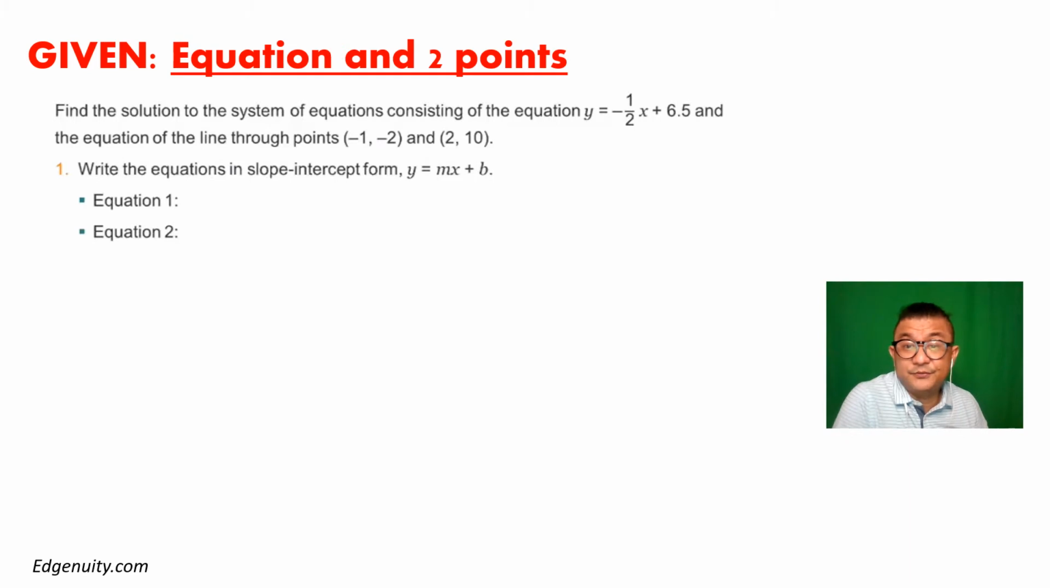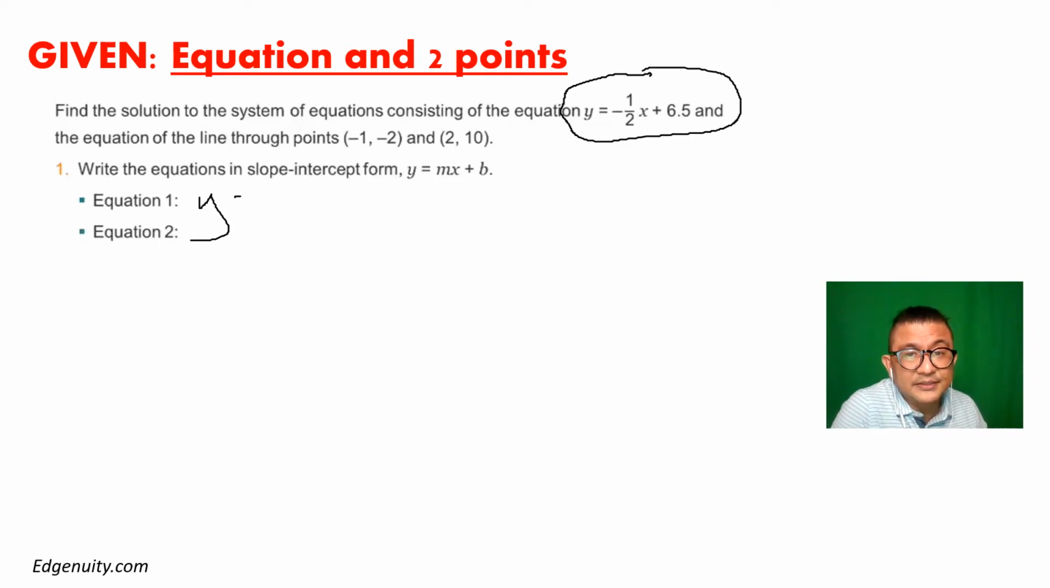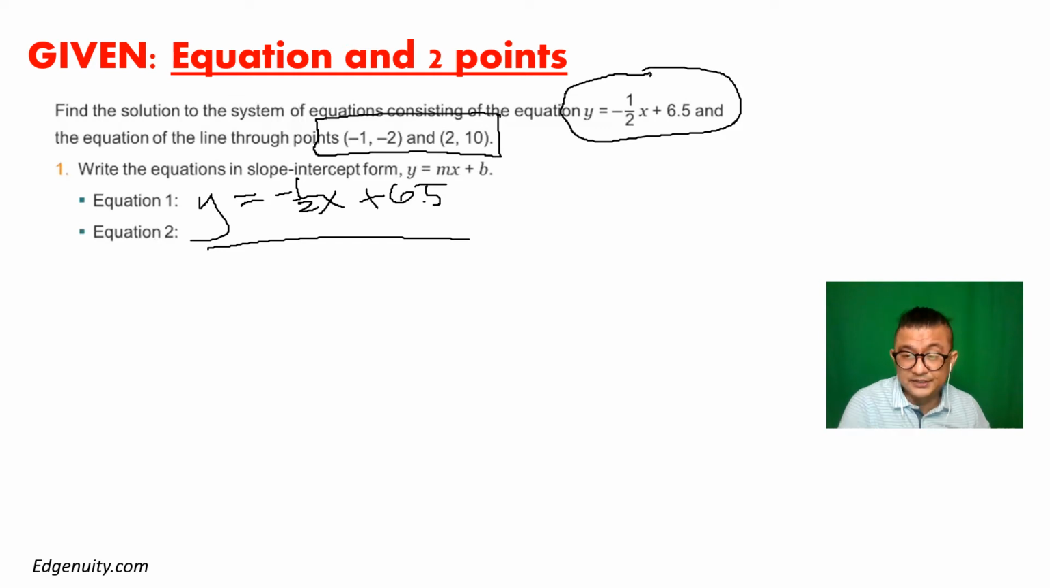Okay, this is a different case, guys. A while ago, you were given two equations. But now, look, they will just give you one equation. For the first equation, you already know it: y is equal to negative 1/2 x plus 6.5. But for the second equation, you don't have an equation. What did they give you? They just gave you 2 points. So our objective for today is: how can I make an equation if they just gave me 2 points?